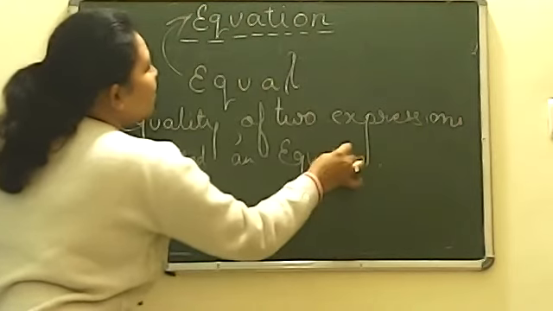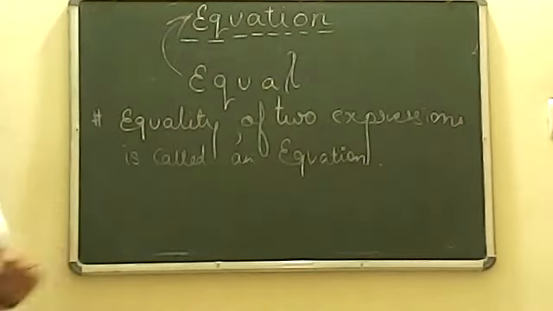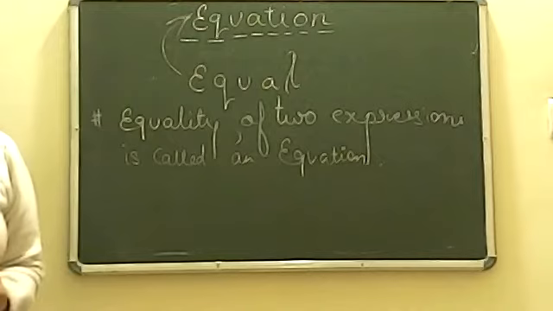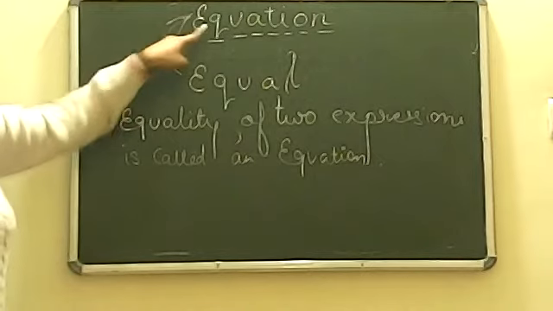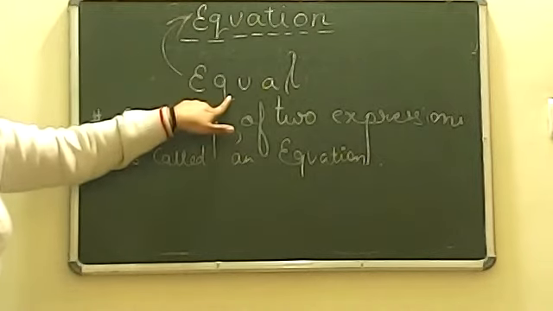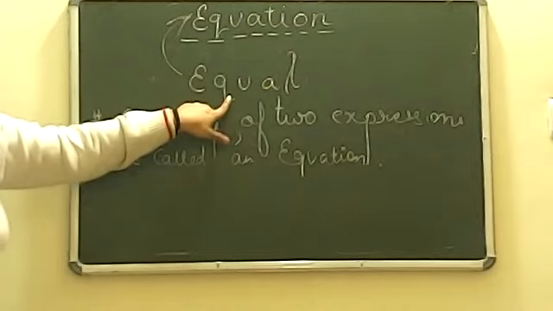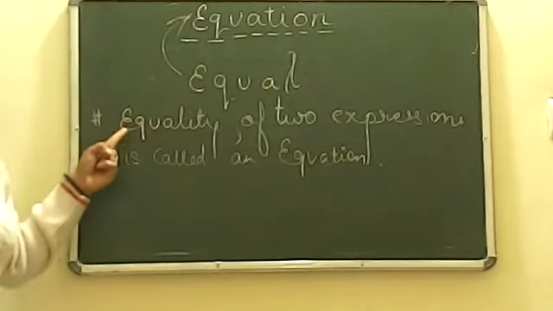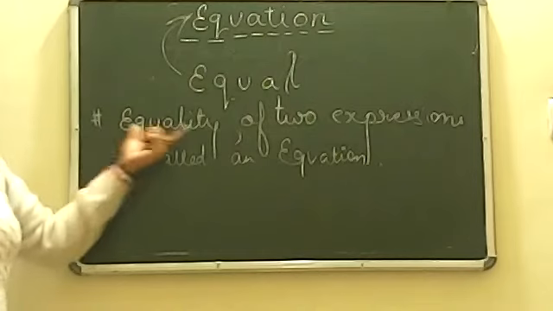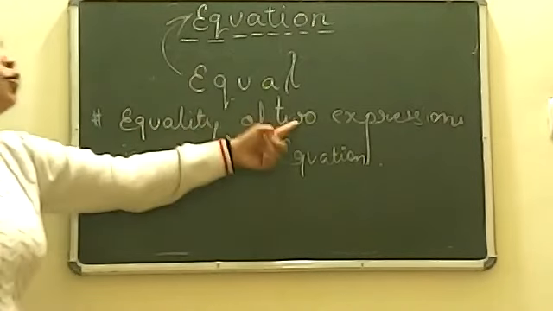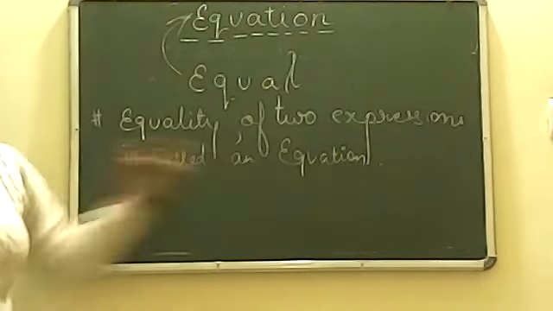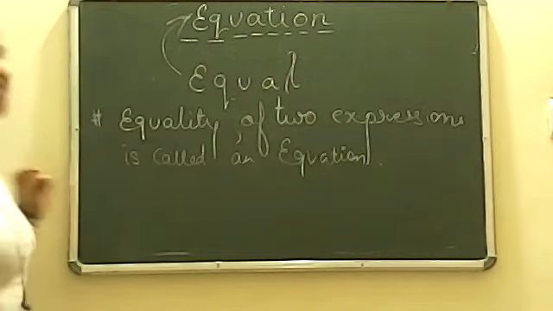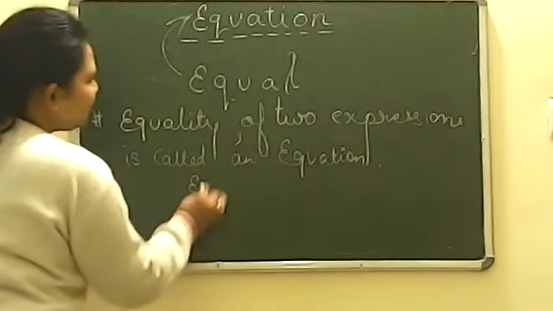It means whatever expressions we have studied so far, an equation comes from them. So remember, equation means there should be an equal sign, which is very, very compulsory, because the definition also says that equality of two expressions is called an equation. Now let me give you some examples of it.